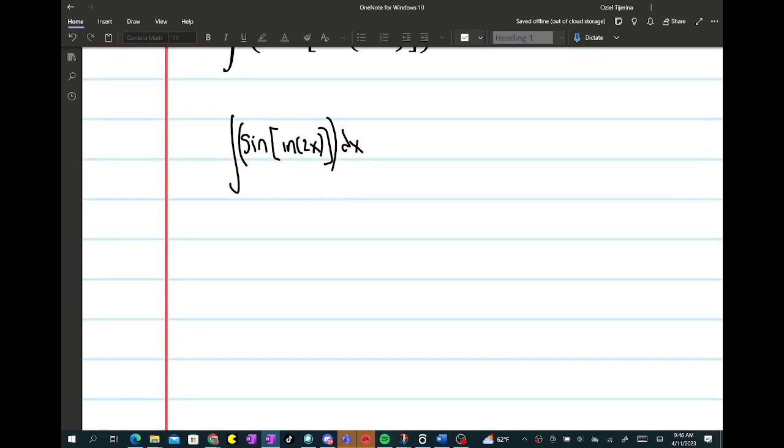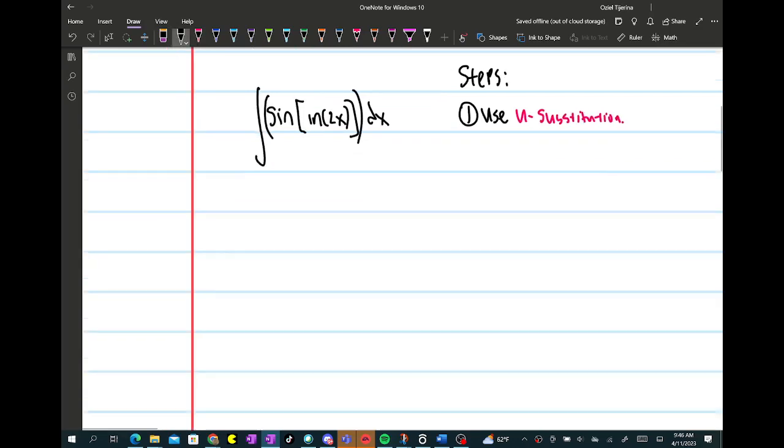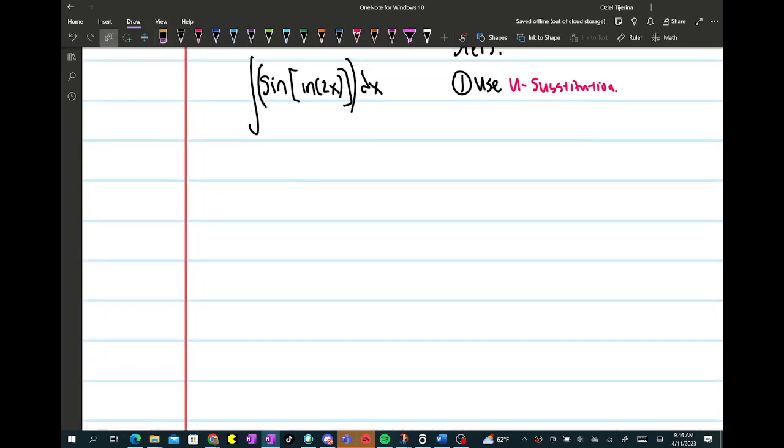So basically, the idea here is we first need to use substitution. That's step one. I'm going to write out the steps. Number one, use u substitution. And what I'm going to do is make u equal to 2x. So u will be 2x.